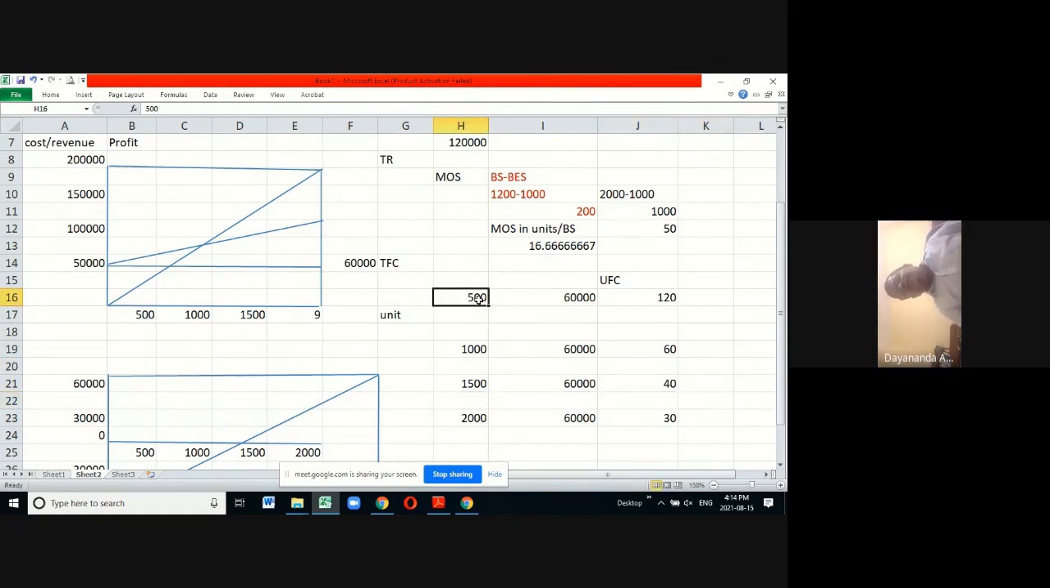When you are making 500 units, unit fixed cost is 120. When you are making 1,000 units, unit fixed cost is 60. When you are making 1,500, unit cost is 40. When you are making 2,000 units, unit cost is 30. So thereby, what is your conclusion? When your fixed cost is high, better to sell more and more units. When you sell more and more units, unit fixed cost is reducing. That's why you are getting higher profit here.